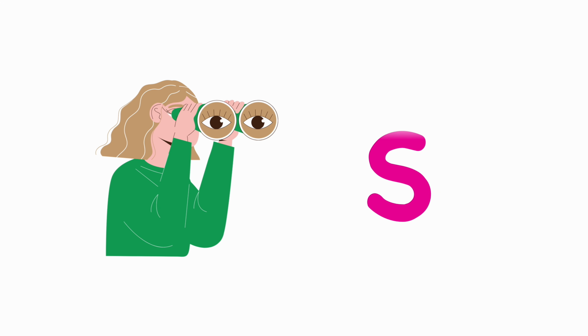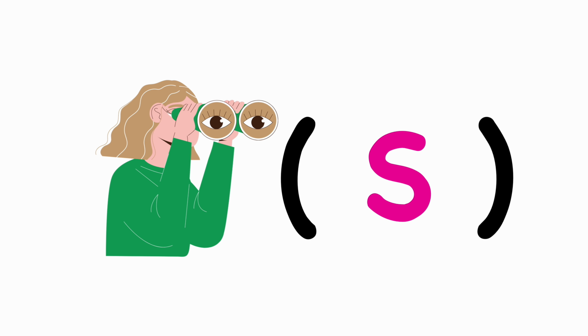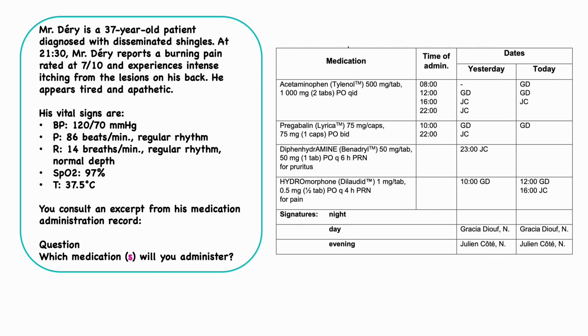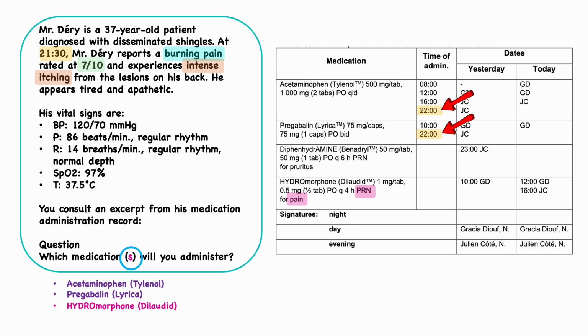Look for the secret S hidden inside parentheses in the question. This often indicates that you need to select multiple answers. By identifying this pattern, you can make more accurate answer choices. Let's try this question. At 21:30, Mr. Derry, who has shingles, is experiencing burning pains 7 out of 10 and intense itching. Question: which medications will you administer? Scenario details. Time: 21:30. Administer acetaminophen and pregabalin. Patient complaints: burning pains 7 out of 10. Administer hydromorphone. Intense itching. Administer diphenhydramine.